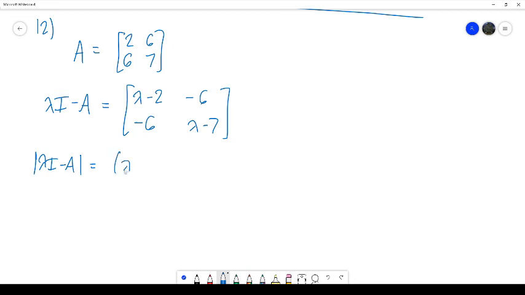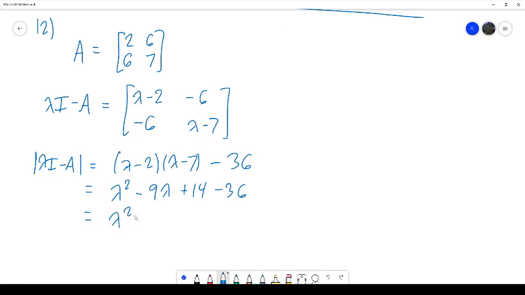and we have lambda minus 2 times lambda minus 7 minus, this would be 36. And as we start to simplify this, it's lambda squared, 14 minus 36, 14 minus 36 is negative 22.